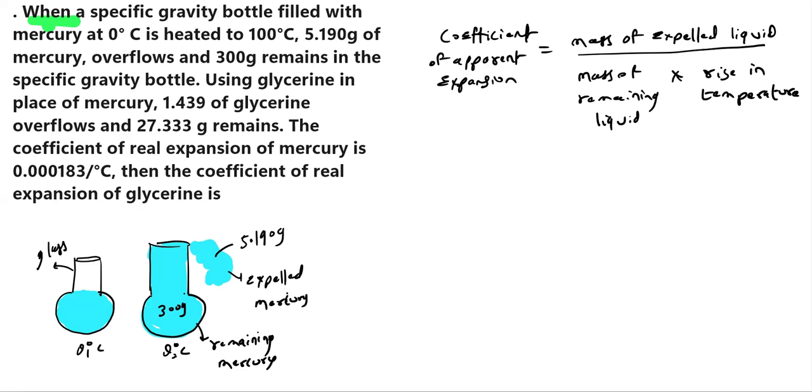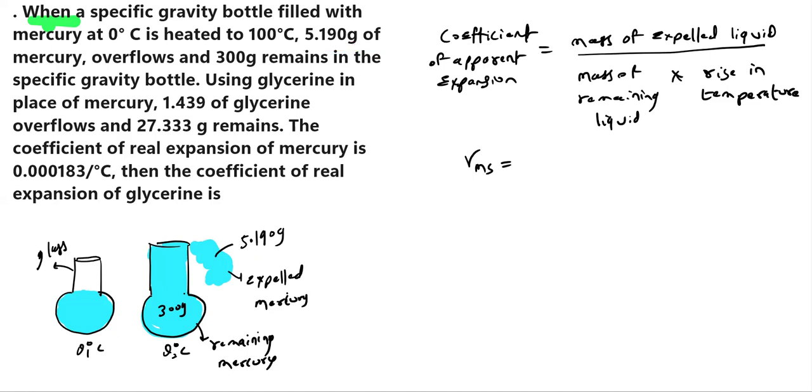So what is the mass? What is the mass of expelled liquid here? How much is it? 5.190 gram is expelled here, no? So we'll find out gamma of mercury with respect to specific gravity. Apparent expansion of mercury with respect to specific gravity bottle should be equal to how much he has given. Mass of expelled liquid, 5.190 gram is expelled.